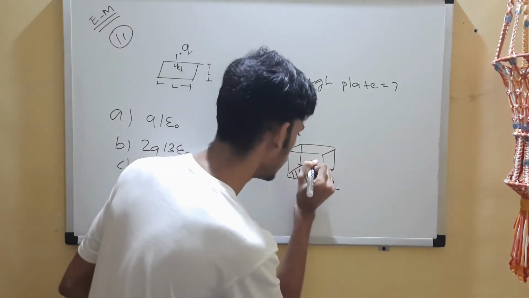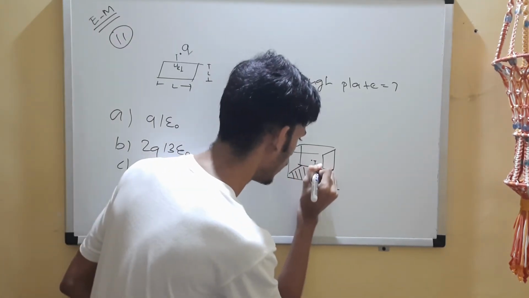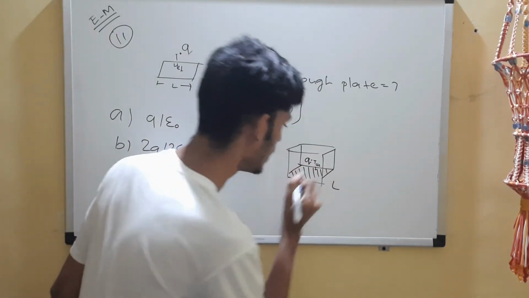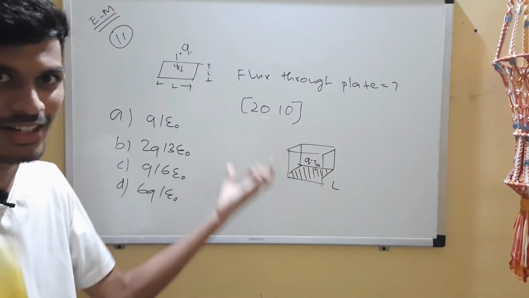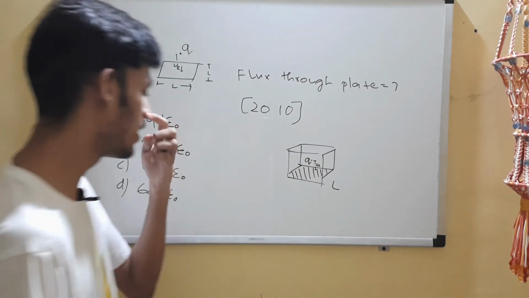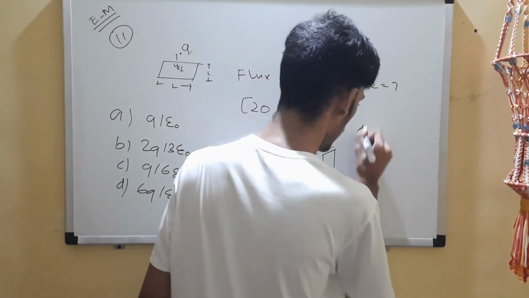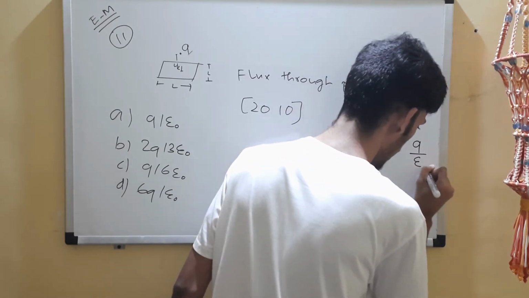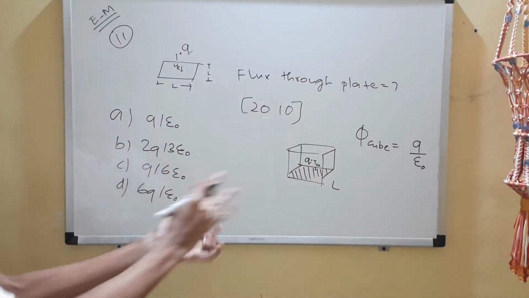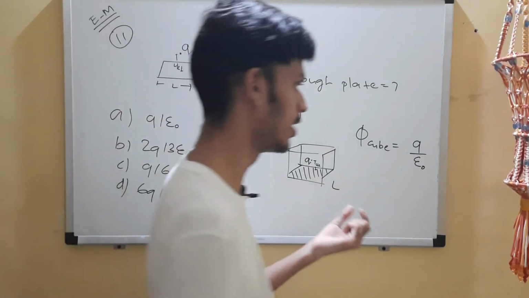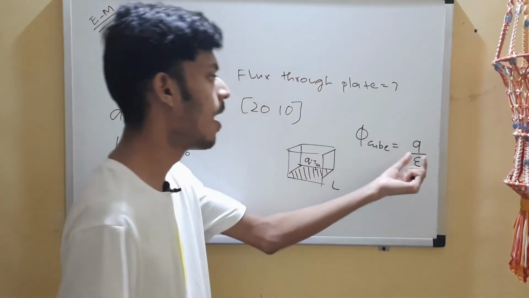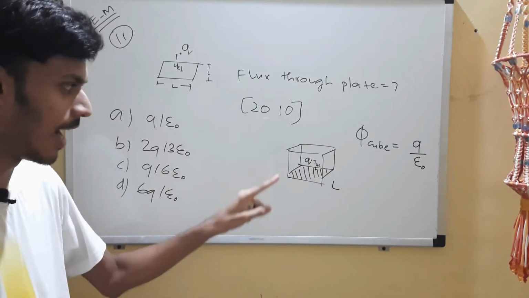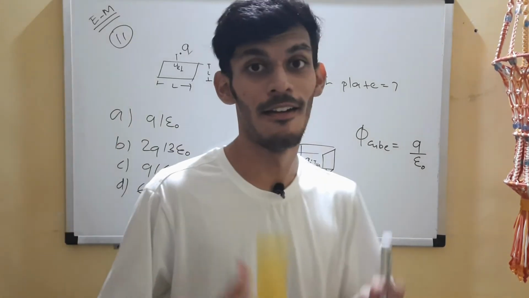So the charge will be at a distance of L by 2, at a height of L by 2 from this plate. So you can see that this charge is at the center of that cube. So the flux through this cube will be Q by epsilon naught. Right, flux through this cube will be Q by epsilon naught, the charge enclosed divided by epsilon naught. Now we want the flux through the plate, and the plate is nothing but a face of the cube.